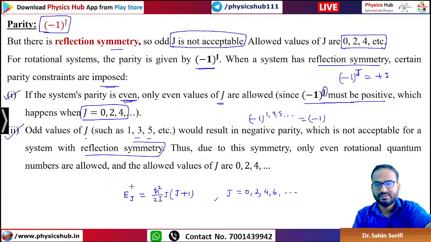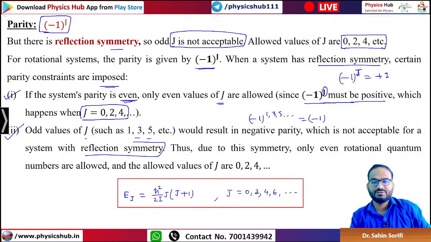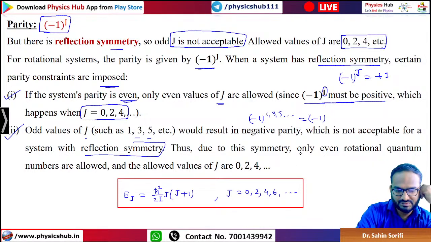So you need to remember this formula for rotational nuclei. Don't take j equals 1 or 3. So many people make mistakes on this.